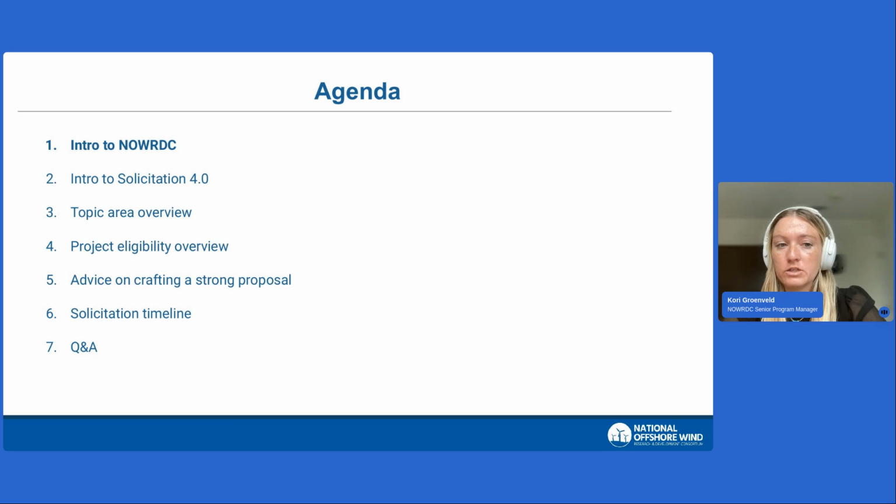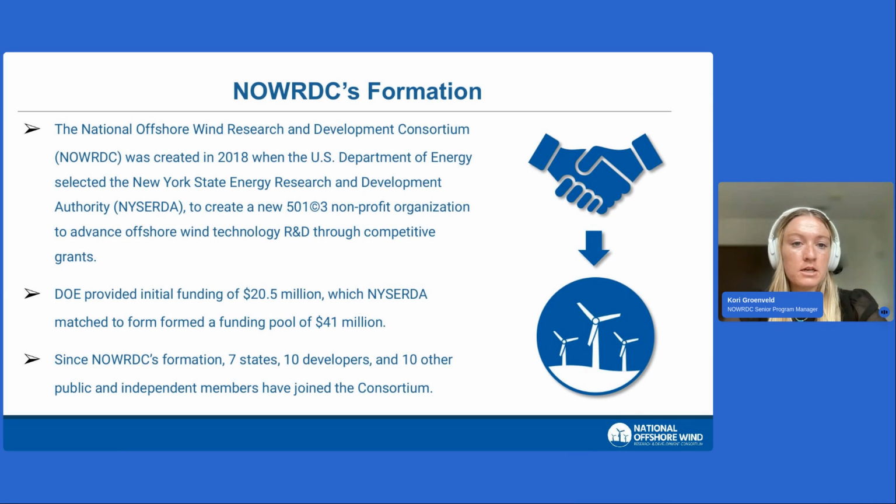So we'll start by giving an introduction to NowRDC. For anyone not familiar, we were created in 2018 by the U.S. Department of Energy and the New York State Energy Research and Development Authority. They created a 501c3 nonprofit organization to advance offshore wind technology R&D through competitive grants. Together, they formed a funding pool of $41 million for offshore wind R&D projects. Since NowRDC's formation, we've had 7 states, 10 developers, and 10 other public and independent members join the consortium.